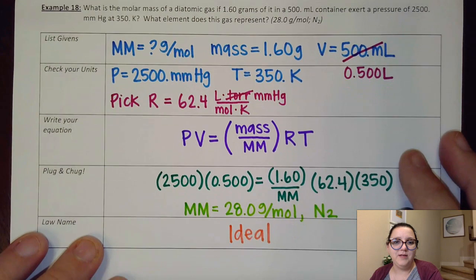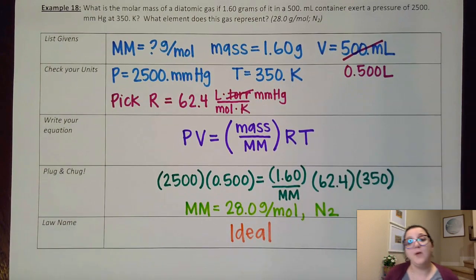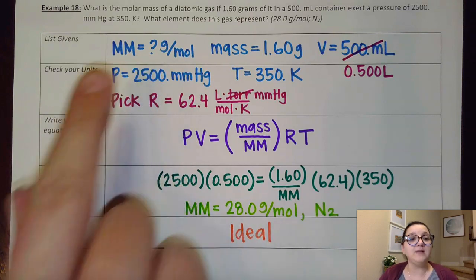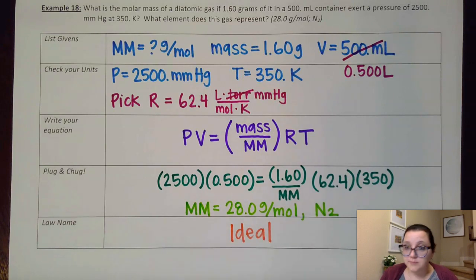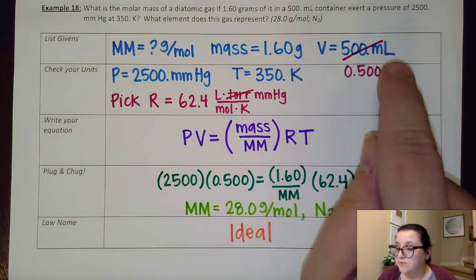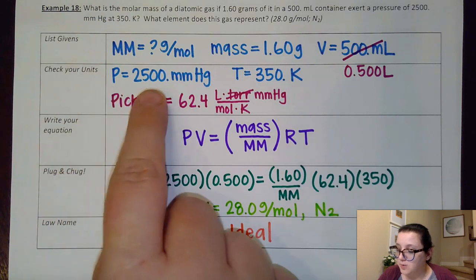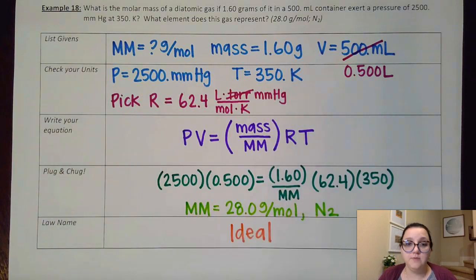All right. So first, in dark blue, I went ahead and wrote all of my data down. I'm looking for molar mass. As a reminder, that's grams per mole. My mass was 1.60 grams. My volume was 500 milliliters, pressure 2,500 millimeters mercury, temperature 350 Kelvin.